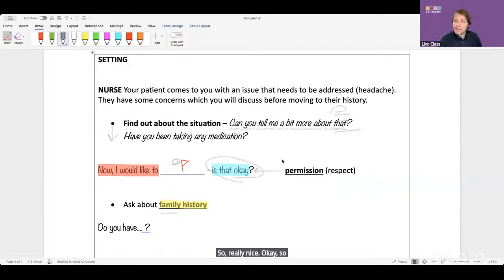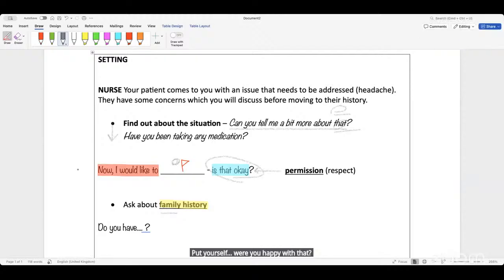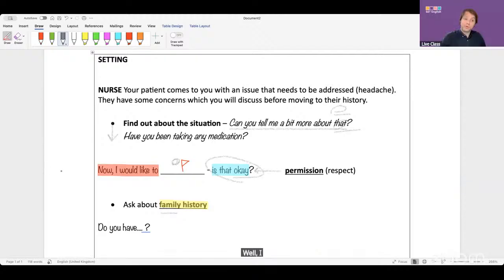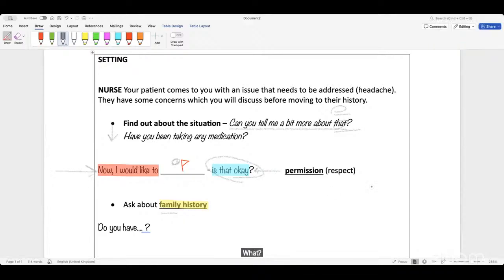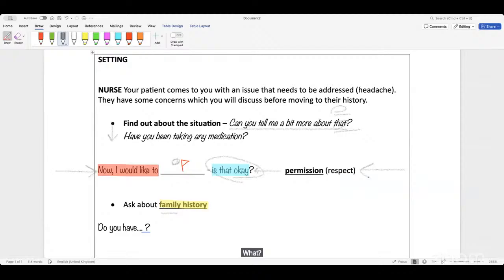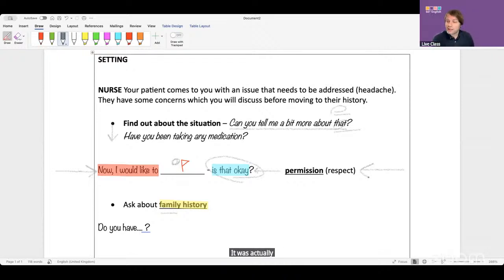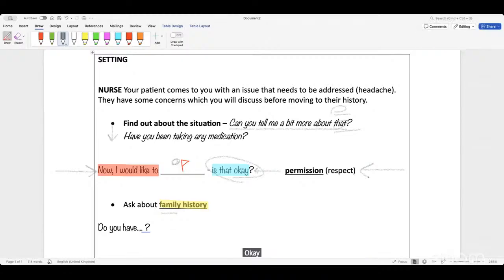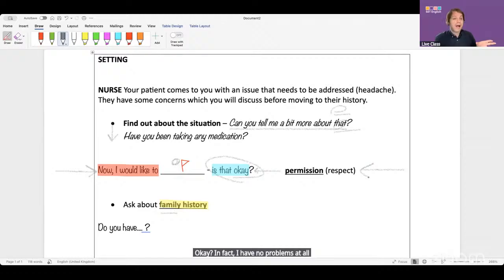Okay, so Josu, how did you feel that went for yourself? Were you happy with that? Did you think that the signpost was good? Yeah, well, I asked about this if it's possible. I think that is respect. It's okay. Yeah, it's good. It was actually a really nice signpost, Josu. That was better than Ruchi's. That's the best one so far. Really nice. In fact, I have no problems at all with the signpost.